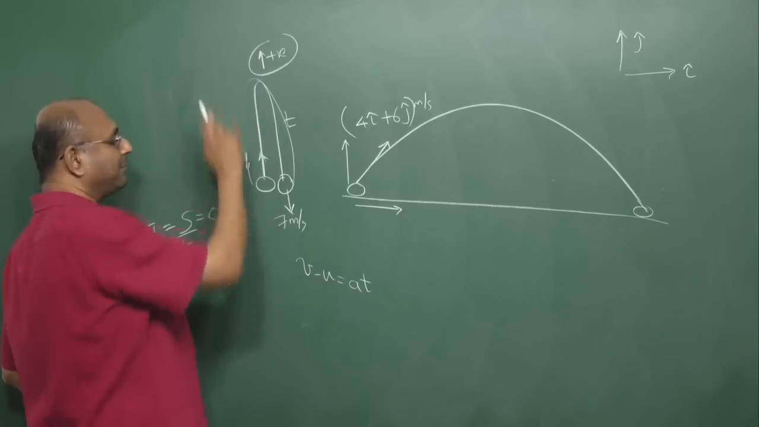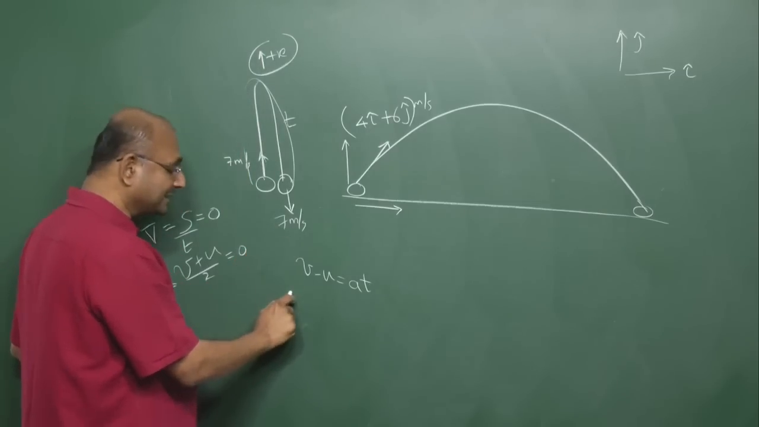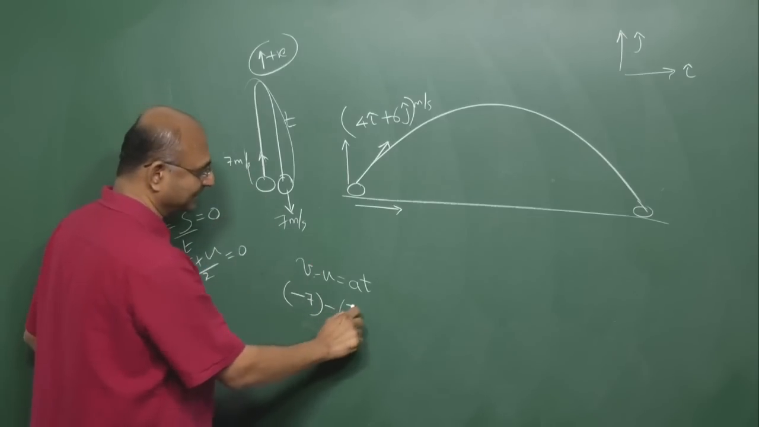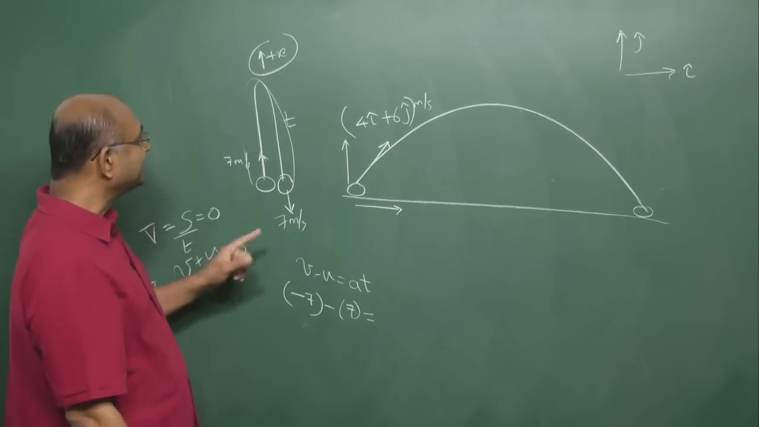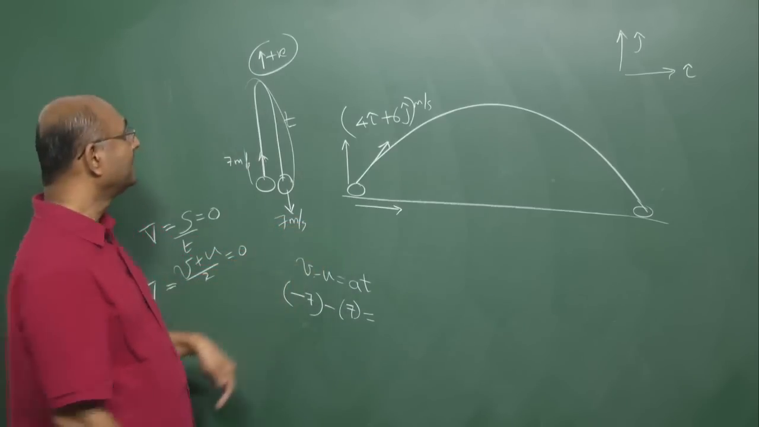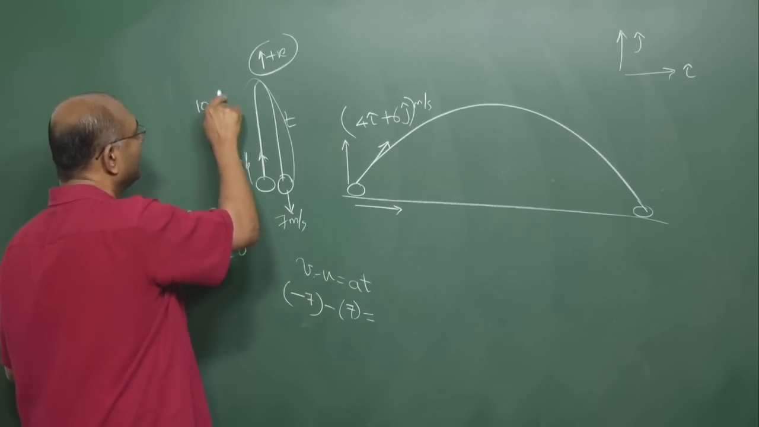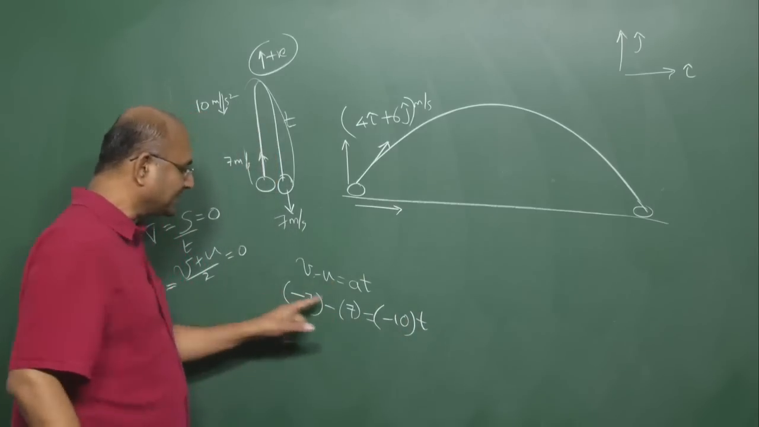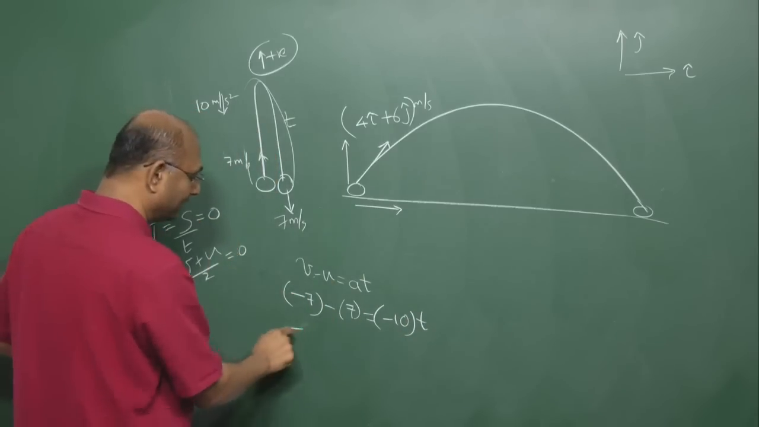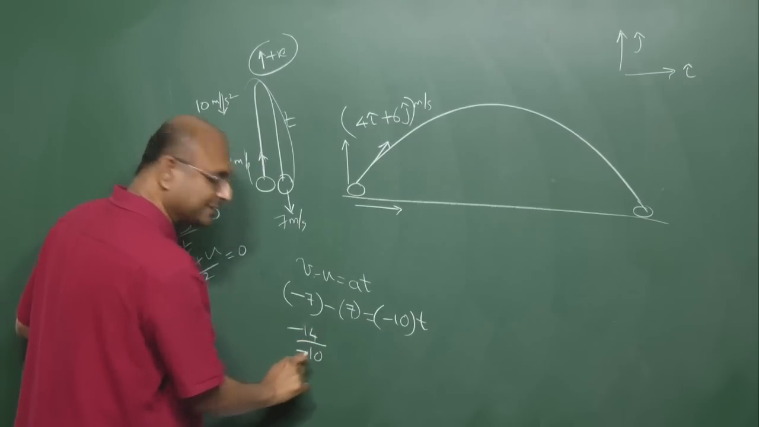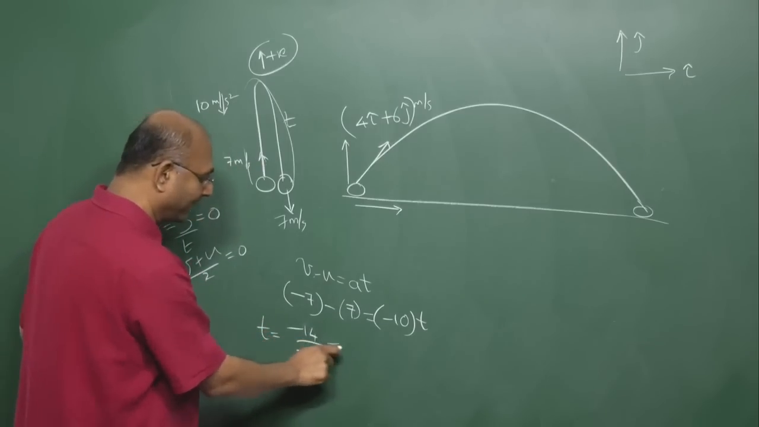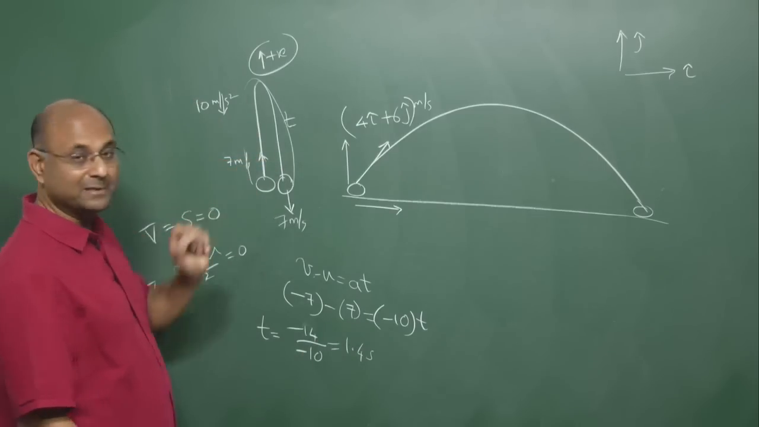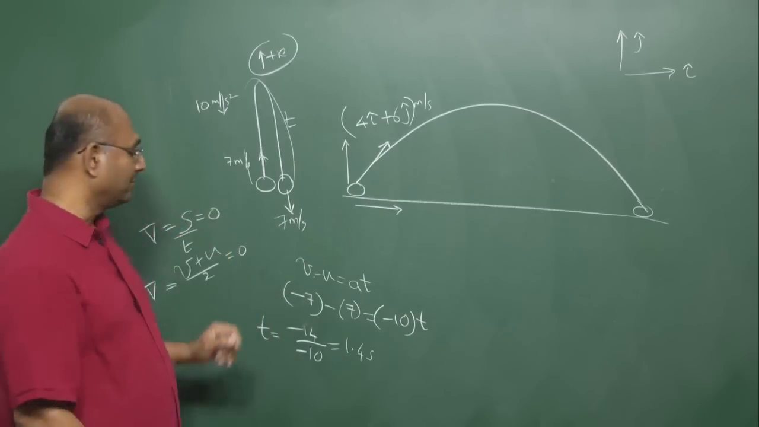So if I'm taking that as the positive direction, what about this guy? Minus 7. What is u? Plus 7. But I have minus of plus 7. And what is the acceleration? 10 downwards, which is minus 10. So this is minus 10 into t. If you notice, the change in velocity is minus 14, acceleration is minus 10, so time must be 1.4 seconds. Very simple. 7 becomes minus 7, time must be 14 by 10, 1.4 seconds.